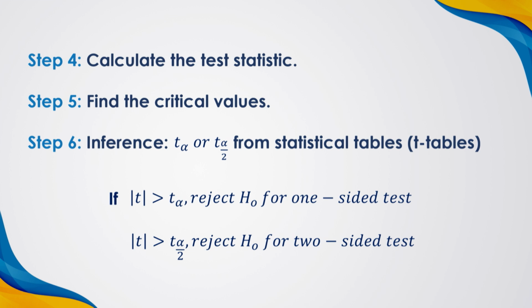Step 4. Calculate the test statistic. Step 5. Find the critical values. Step 6. Inference. t alpha or t alpha by 2 from statistical tables. If modulus of t is greater than t alpha, reject H0 for one-sided test. If modulus of t is greater than t alpha by 2, reject H0 for two-sided test.